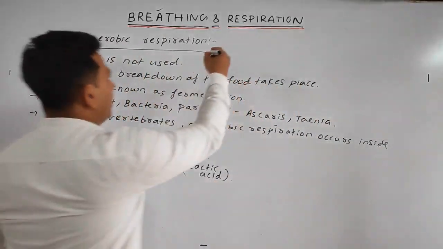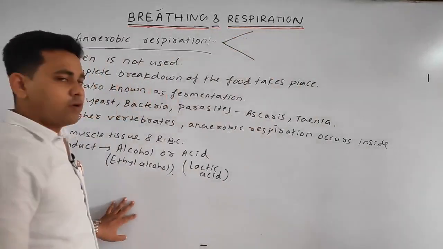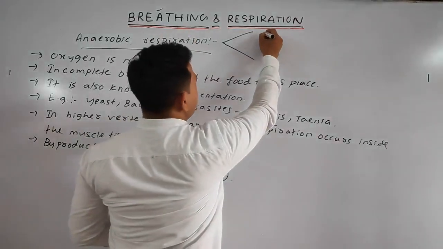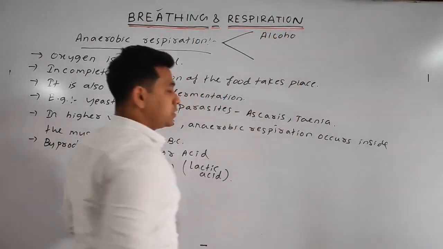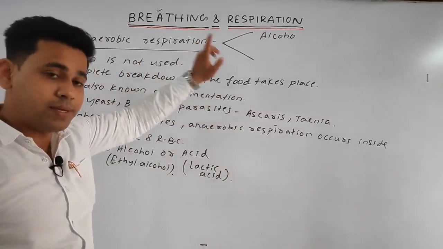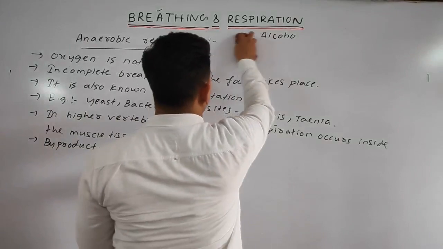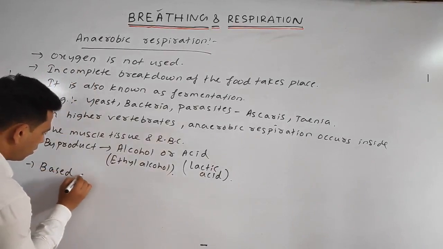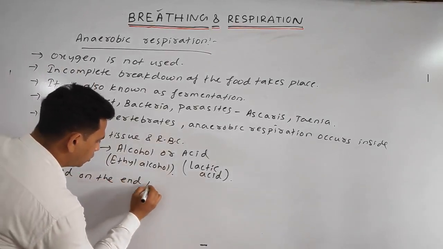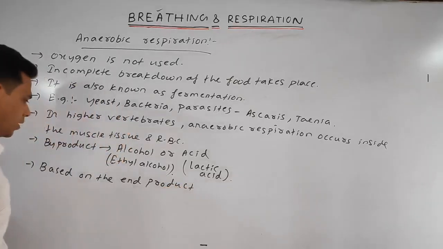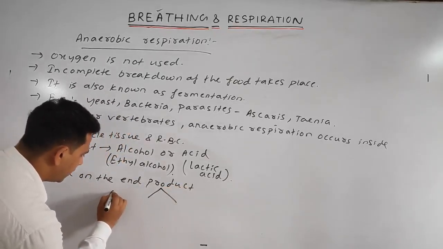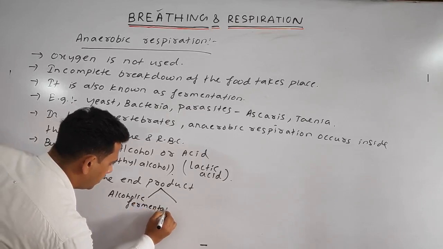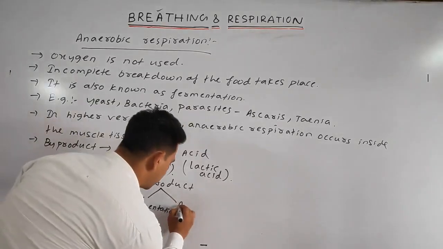So simply, students, I am writing here only the fermentation process. It is also of two types. Always remember, it is divided based on the end product, so it will be better if I write on the lower portion. Based on the end product, it is of two types. One is alcoholic fermentation. The other one is acidic fermentation.